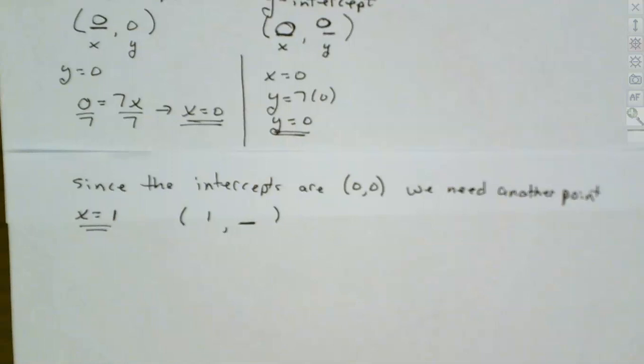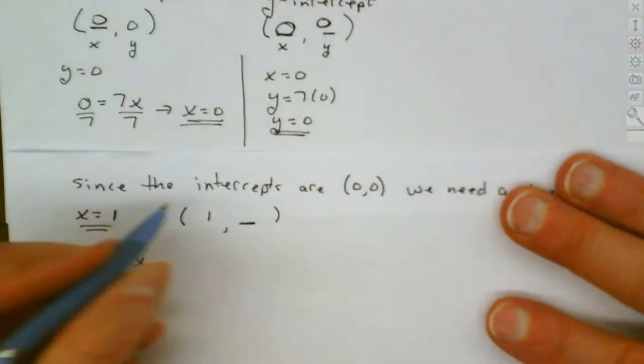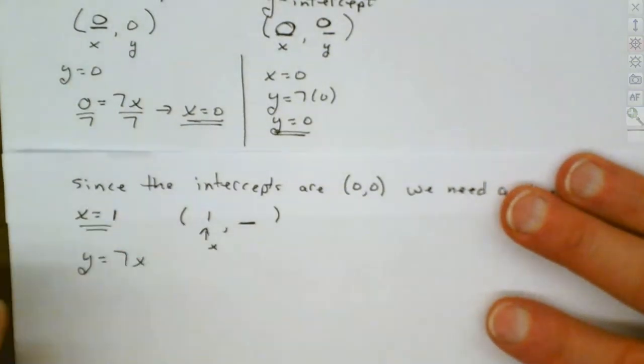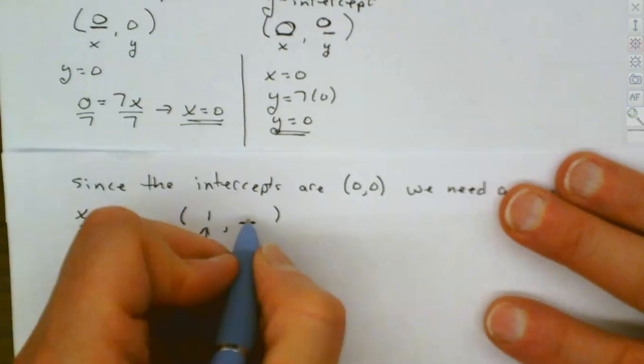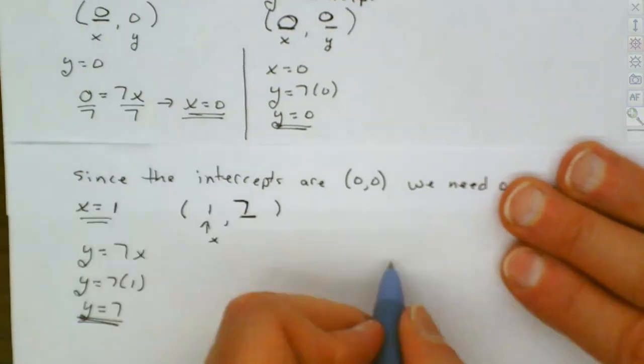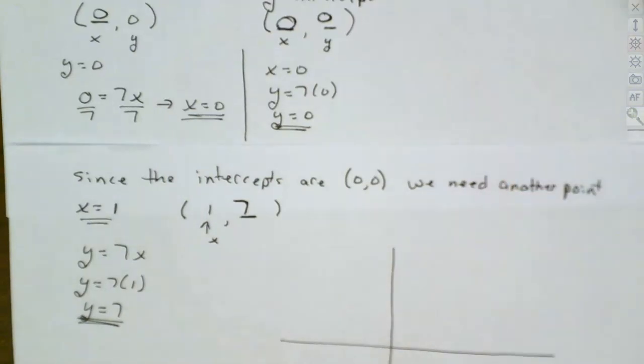And so I'm just going to plug in x equals 1 and work that out. So y equals 7x. Well, if your x is 1, that gives you y equals 7 times 1, right? So y equals now what? 7.